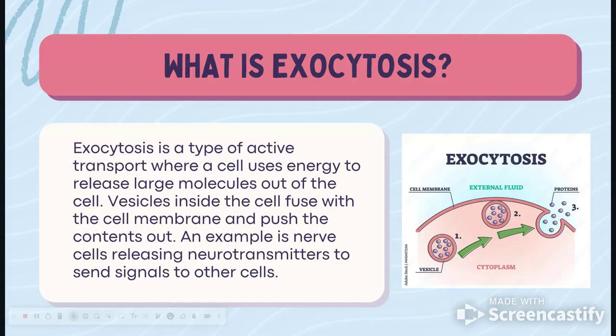Then we have exocytosis, which is on the flip side. Exocytosis is when the cell pushes a molecule out. Vesicles inside the cell fuse with the cell membrane and release their contents. For example, nerve cells use exocytosis to release neurotransmitters and send signals to other cells.